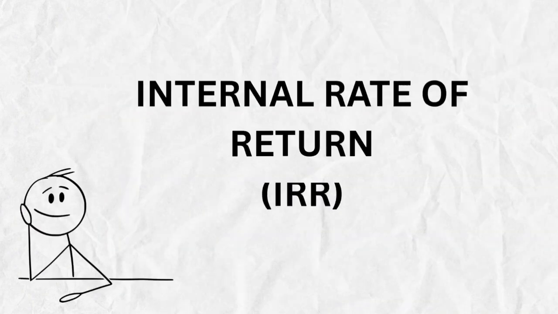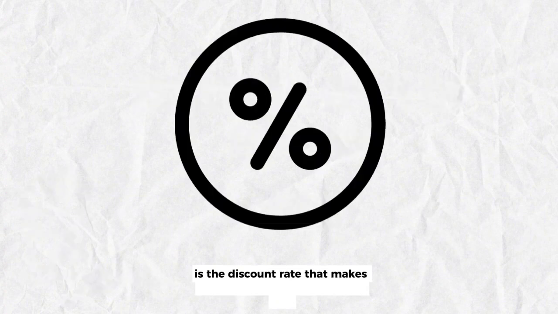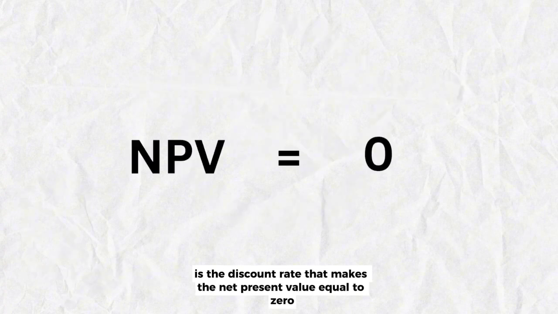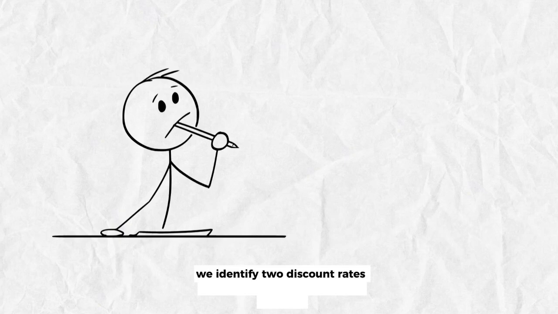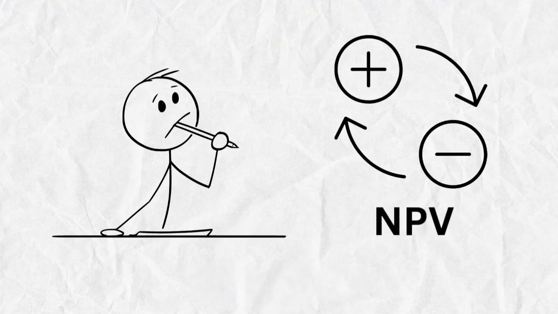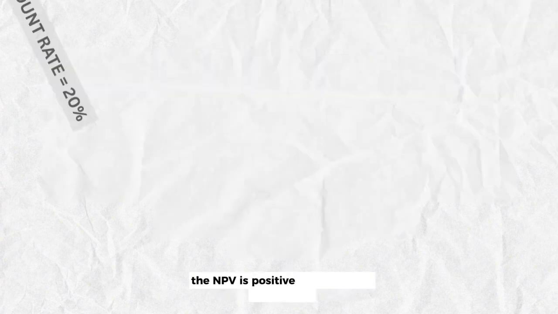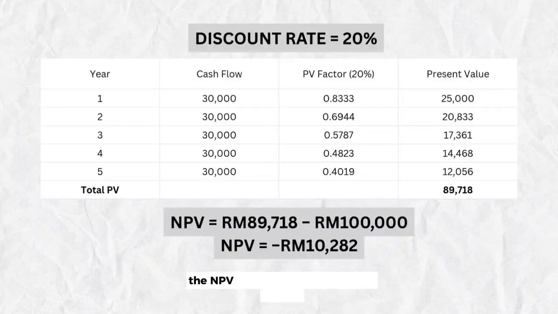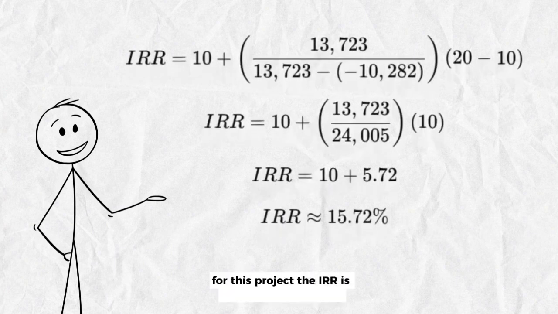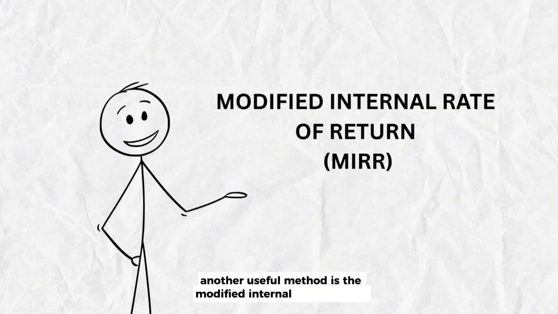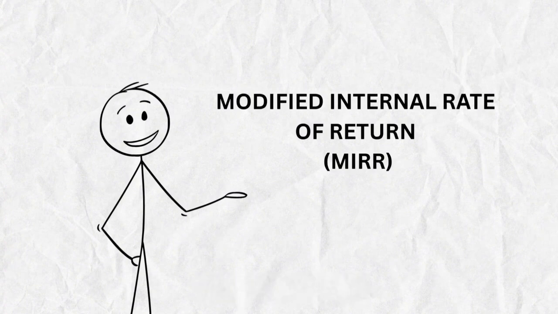Internal rate of return, or IRR, is the discount rate that makes the net present value equal to 0. We identify two discount rates that produce a positive and a negative NPV. At a discount rate of 10%, the NPV is positive. At a discount rate of 20%, the NPV becomes negative 10,282 ringgit. For this project, the IRR is approximately 15.72%.